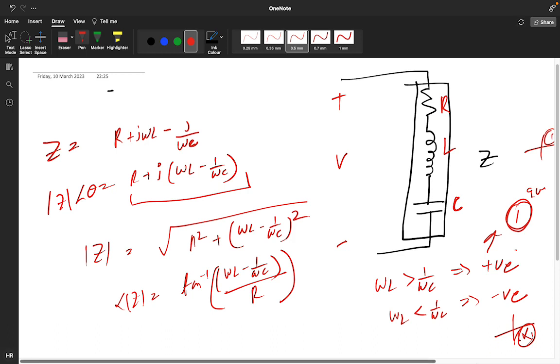So by the RLC network we can control the network as an inductive network or a capacitive network by changing the value of the inductor and the value of the capacitor. Right?